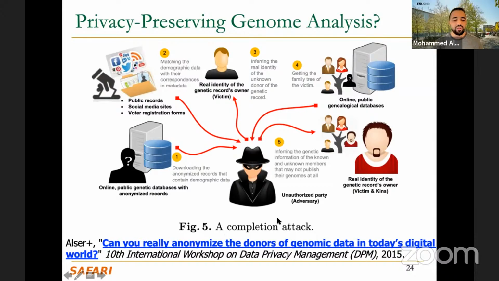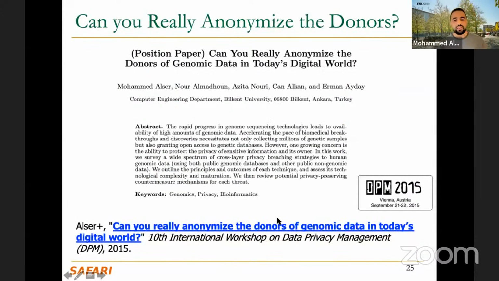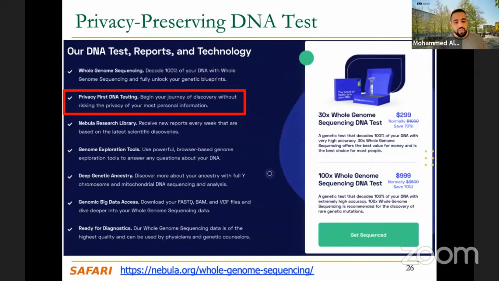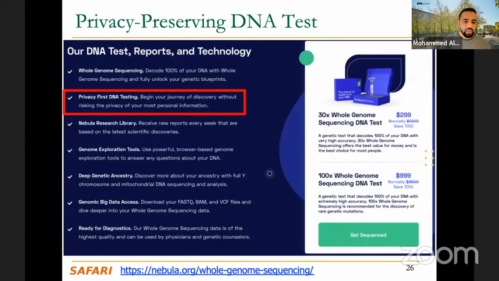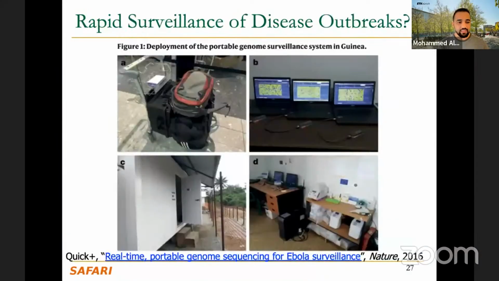We discuss all these methods in this paper. This is the paper itself, actually: Can you really anonymize the donors of genomic data? That's why commercial products start to consider privacy-preserving tests. Here they promise you that they will protect the privacy of your DNA, even if you are sending the full sample to the company. Of course, I cannot comment on this. We really need a third-party or unbiased analysis to investigate this.